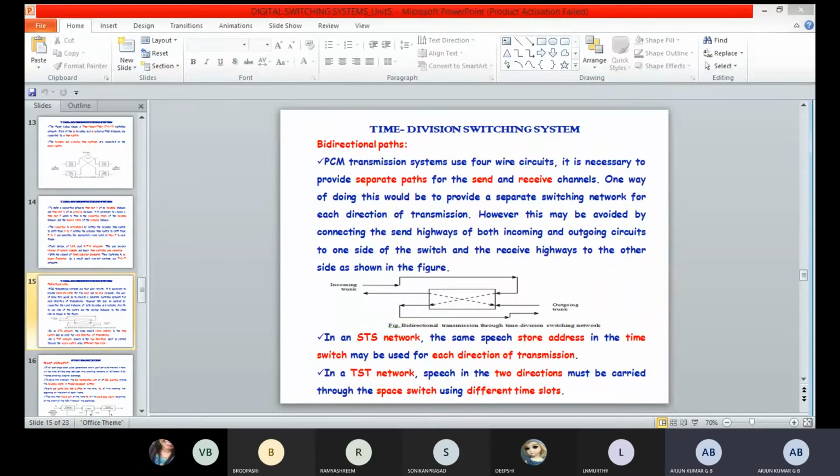Usually this time slot phase difference will be 180 degrees for each direction. In that case, we assume some 32 channels are there, and time slot 12 can be used for one direction of transmission. For the receiving, what time slot will be required? 12 plus 16, so 28 time slots are used for the reverse.